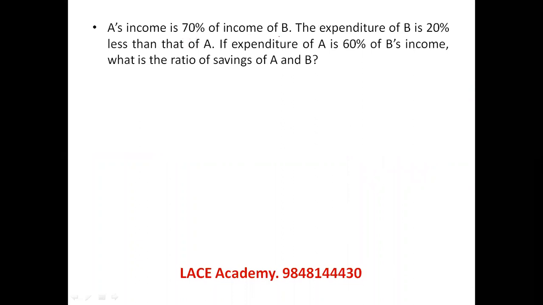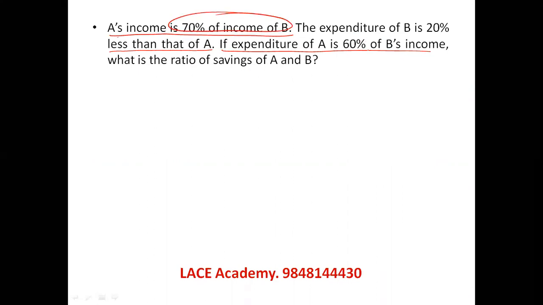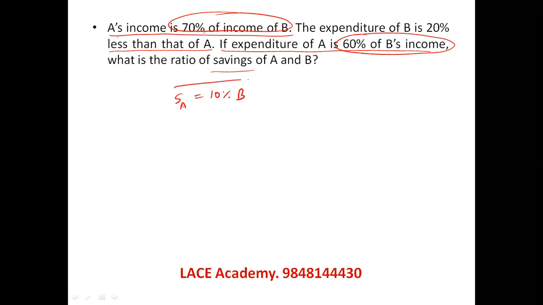A's income is 70% of B's income. Expenditure of B is 20% less than the expenditure of A. Expenditure of A is 60% of B. You can just see here, A's income is 70% of B. A's expenditure is 60% of B. And it is asking about savings. So savings of A will be 70% of B minus 60%, which is 10% of B. So A is saving only 10% of B straightforwardly.